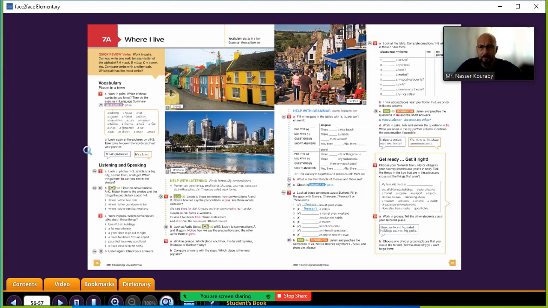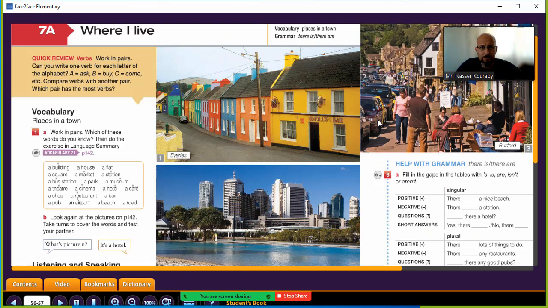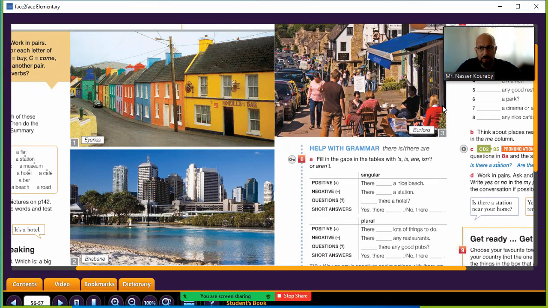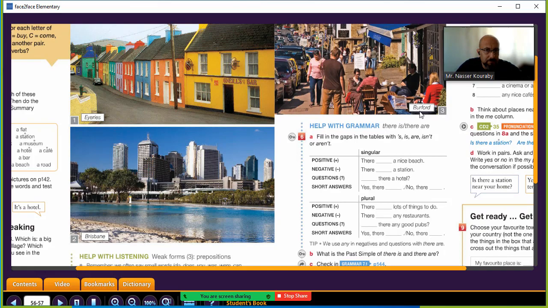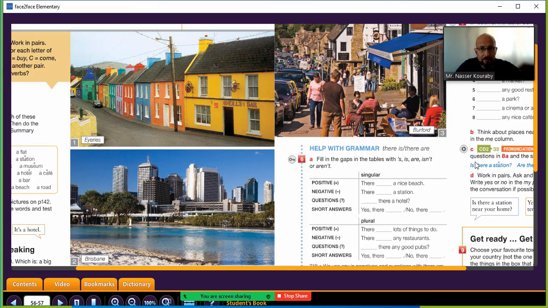Okay, guys, so now we'll move to exercise number two. In exercise number two, here we have these three photos. Here number one, the place name is Iris, and number two here, Brisbane and Burford. So which one do you think, guys, which one is a village? Which one is a small town and which one is a city?